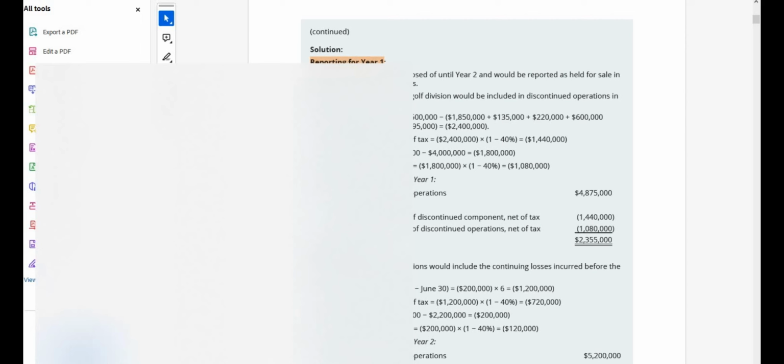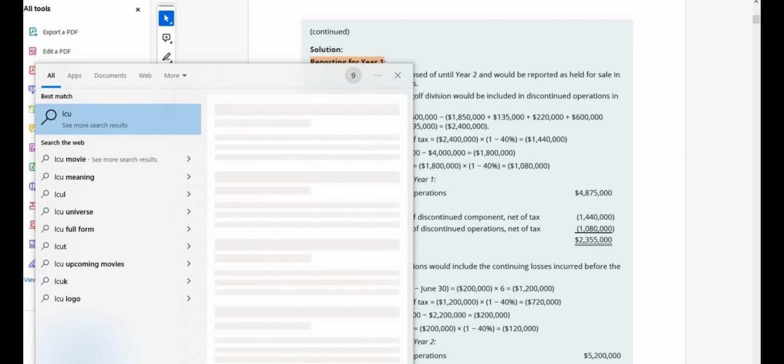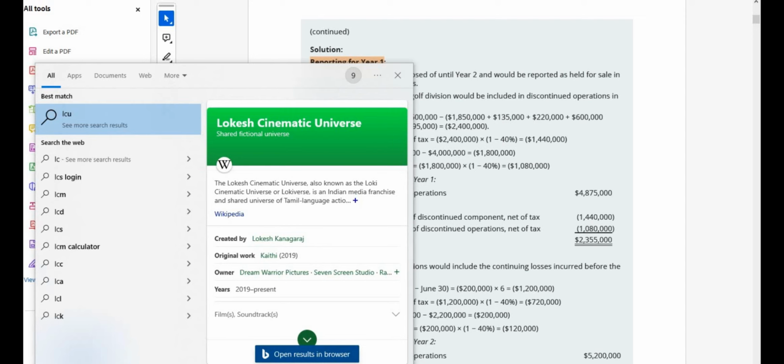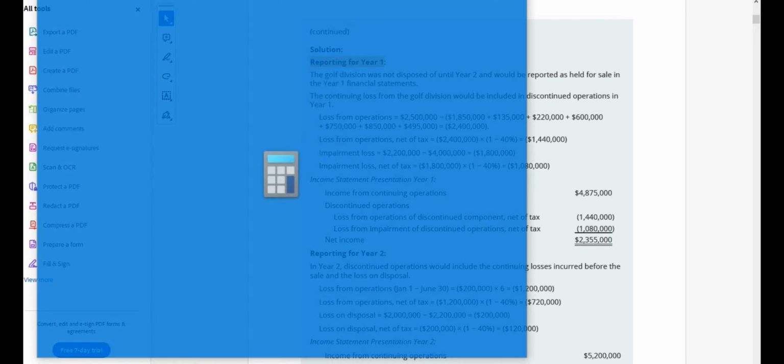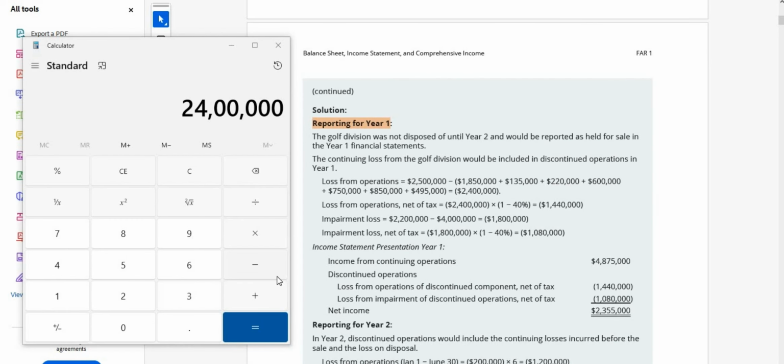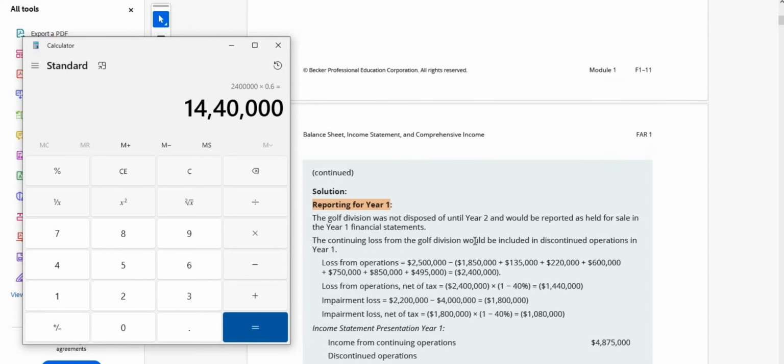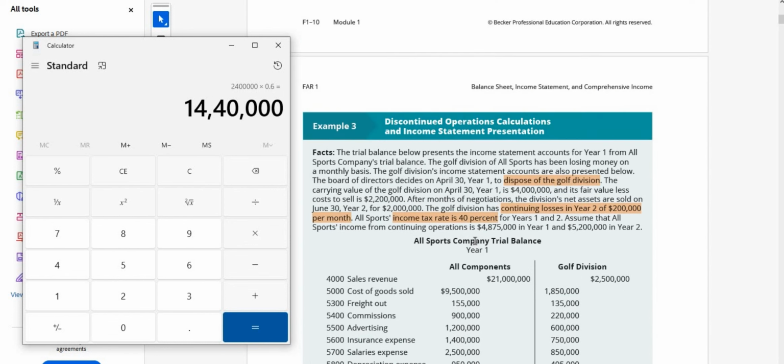Let me show you on the calculator. We have this 24 lakhs and we need to deduct tax. That means we can either subtract 40% or we can do net of tax, meaning 1 minus 40%. That net of tax will be 14,40,000.